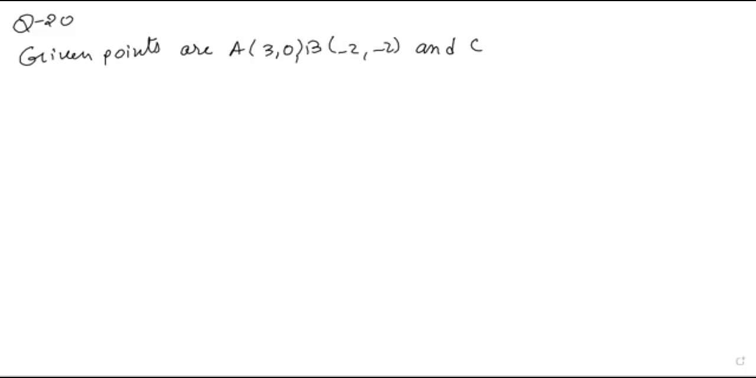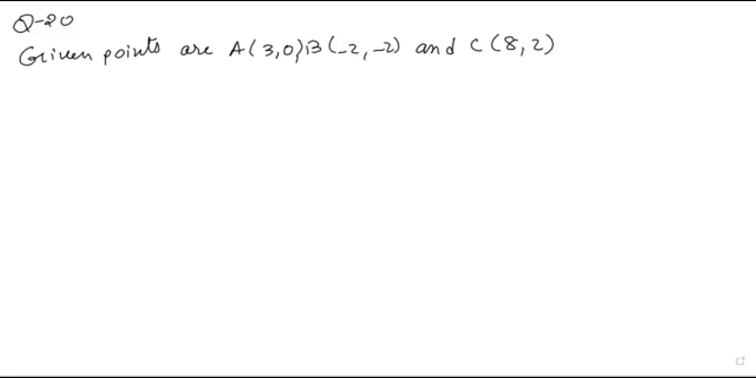So let's try to understand the 20th question by using the concept of equation of line. Prove that the points (3, 0), (minus 2, minus 2) and (8, 2) are collinear. Therefore, we will write the given points as A (3, 0), B (minus 2, minus 2), and C (8, 2). Right.